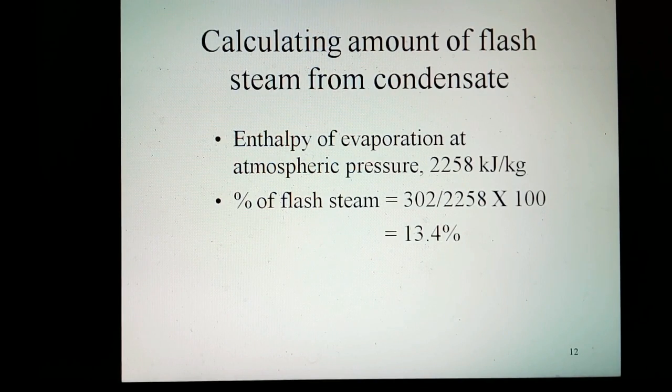This excess energy is available to evaporate some of the condensate into steam, the amount evaporated being determined by the proportion of excess heat to the amount of heat required to evaporate water at the lower pressure, which in this example is the enthalpy of evaporation at atmospheric pressure, 2258 kilojoules per kilogram. The percent of flash steam equals 302 divided by 2258 times 100 equals 13.4%. The amount of flash steam in the pipe is the most important factor when sizing a trap discharge line.